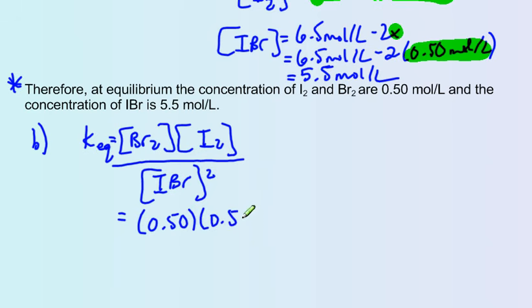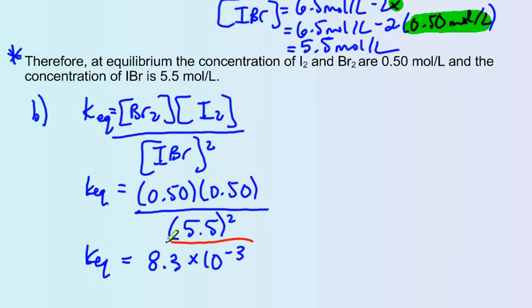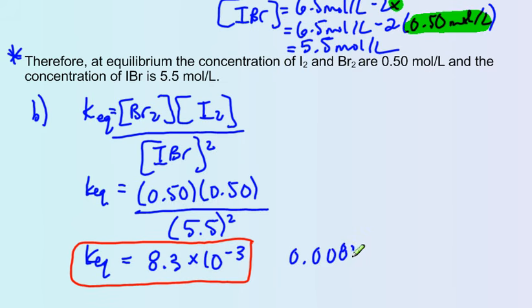0.50 times 0.50 times 5.5, divided by 5.5 squared. Alright, so we'll use our trusty calculators to figure that out. Times 0.5 divided by, and I get a value which is 8.3 times 10 to the minus 3. And again, there are no units on KEQ. On your calculator, that's probably 0.00826, etc. So I'm just reporting it to 2 significant digits.